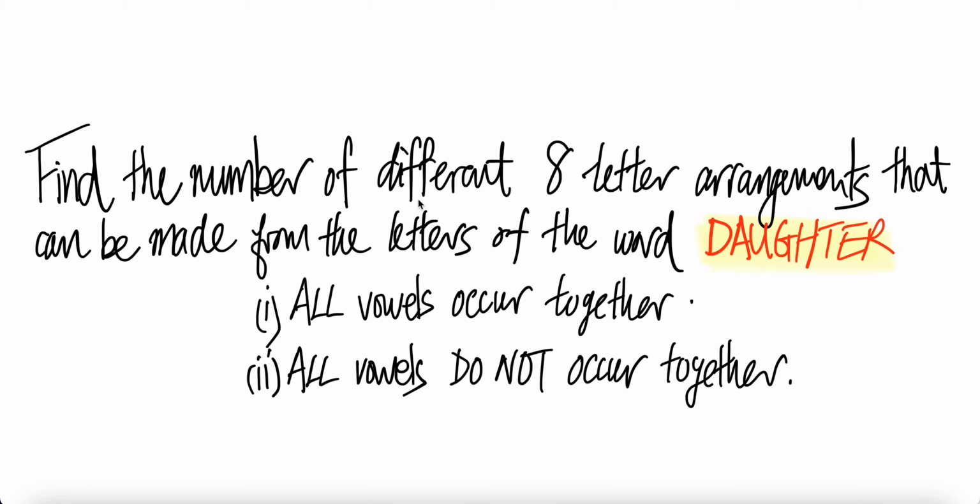Find the number of different 8 letters arrangement that can be made from the letters of the word daughter. Condition one, all vowels occur together. Second condition, all vowels do not occur together.